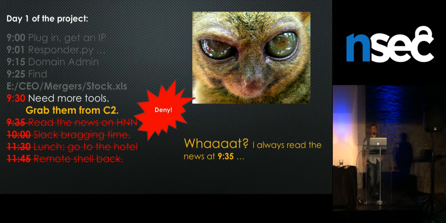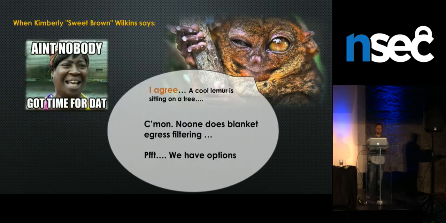So 9:30 in the morning, Misha has gotten the admin. Misha has probably gotten some of the data from a company and tries to get it out, to get to his C2 or whatever the case may be. He's not able to do that, right? He's frustrated. What does he do?